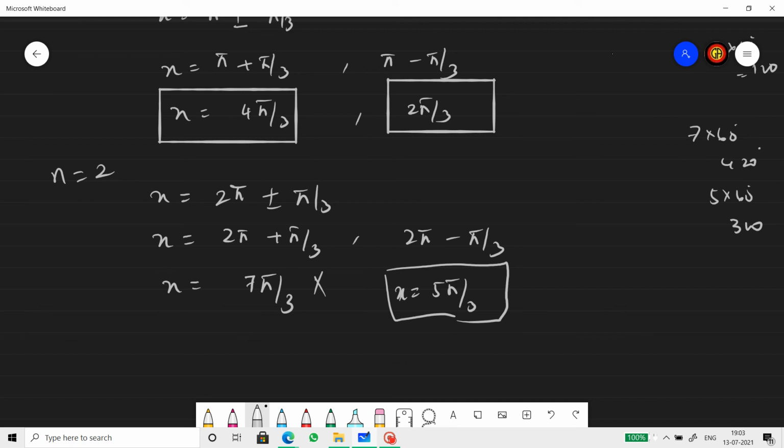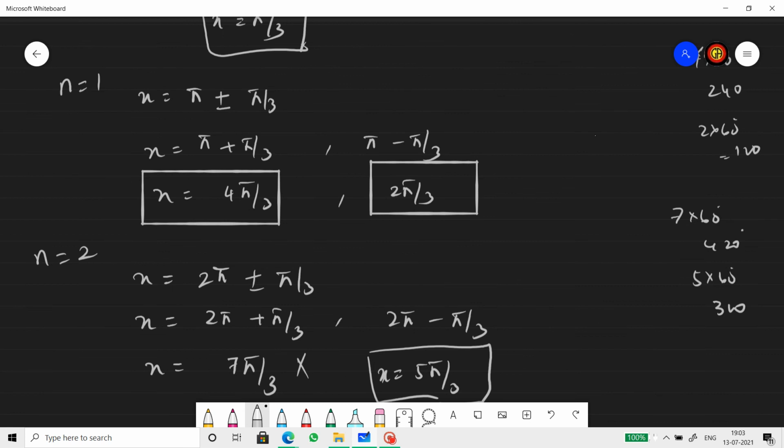Therefore, the possible values of x are pi by 3, 4 pi by 3, 2 pi by 3, and 5 pi by 3. Along with that, we have 0 and 2 pi, the end values. So I'm not scrolling, I'm doing it here on the side.